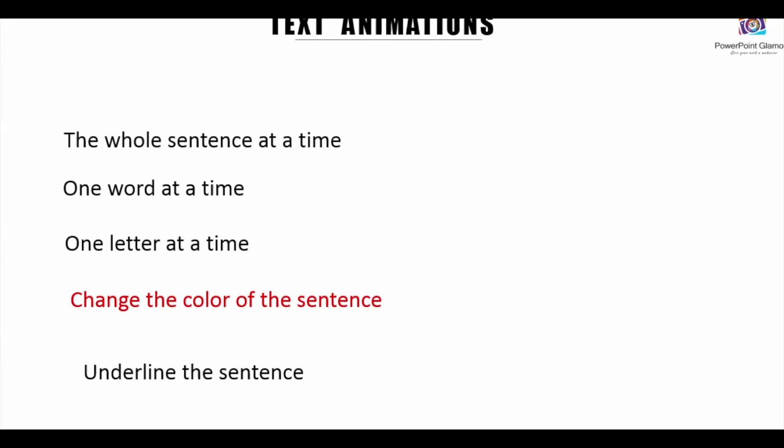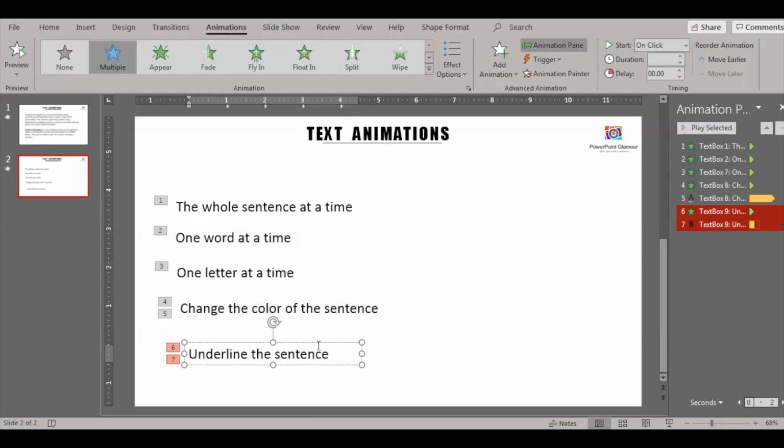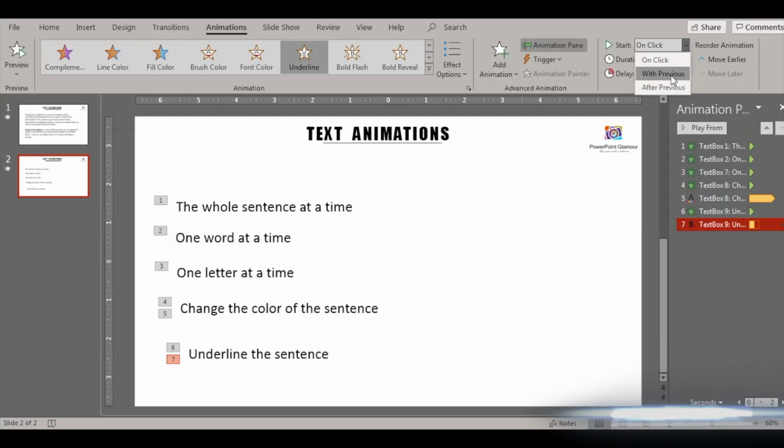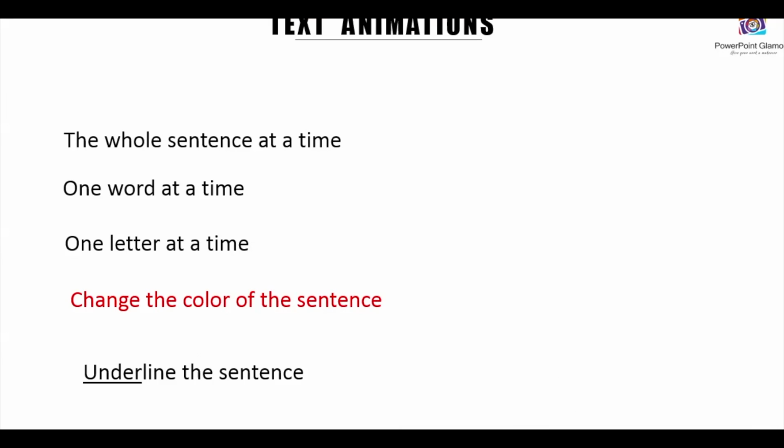Again, click, so underline the sentence. For example, if you don't want the underline to happen on click, you want it to appear and then get underlined automatically as soon as the text gets displayed. Select this animation, which is the underline animation, and remove this on click and say with previous. So these two will animate together. Let's see. See, you didn't have to click, just one click, underline the sentence, as if you were underlining it on the screen.